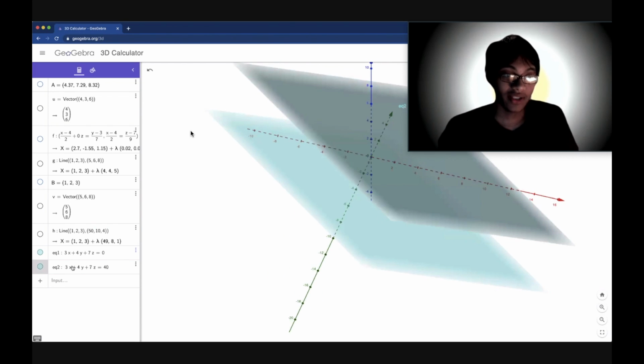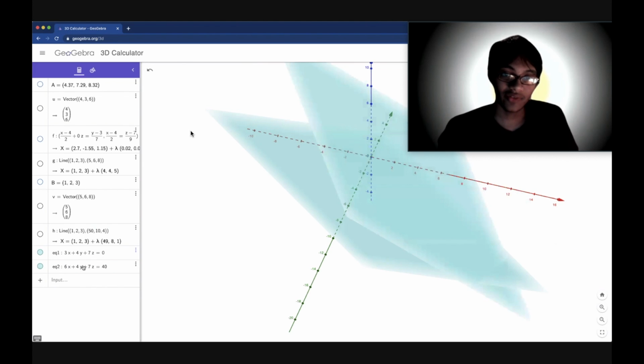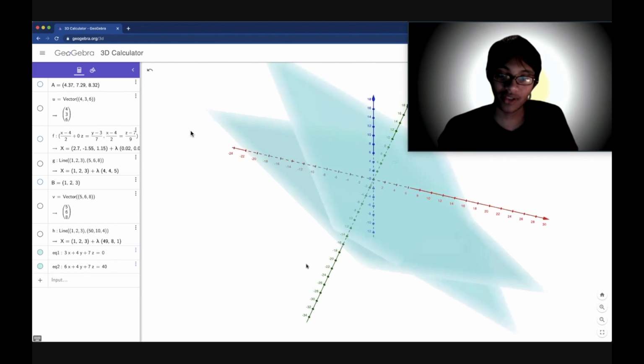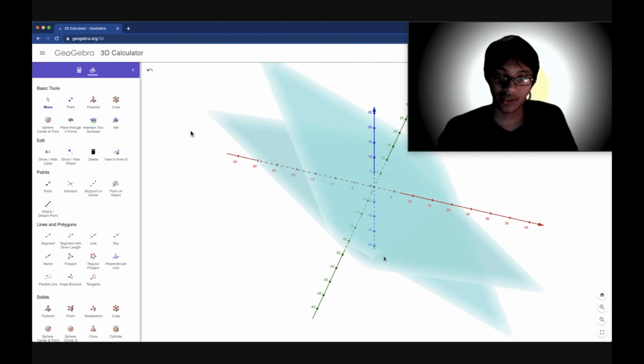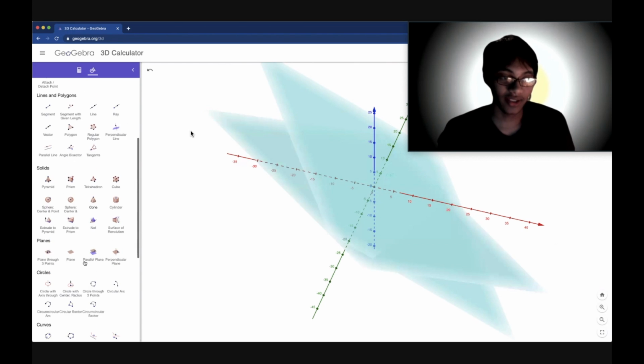Now, what if I didn't want to make parallel planes? Well, then I could just make this a different coefficient, and now you can see my two planes intersect. You can even see that they intersect at a certain kind of geometric object, which is a line. You see that line of intersection, hopefully.